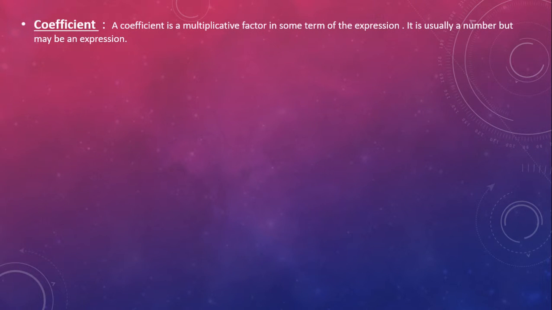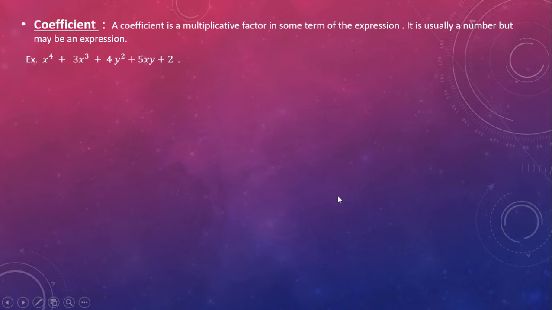The next concept is coefficient. A coefficient is a multiplicative factor in some terms of the expressions. It is usually a number but may be an expression. Let's find some coefficients. For that, let's look at this algebraic expression: x to the power 4 plus 3x cube plus 4y square plus 5xy plus 2.